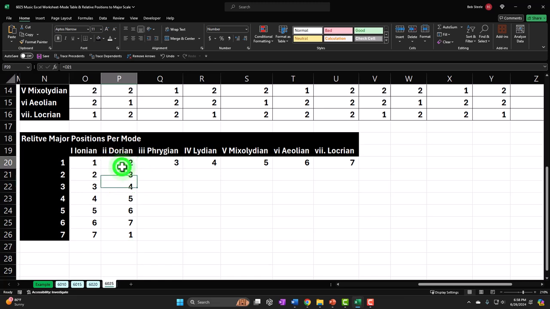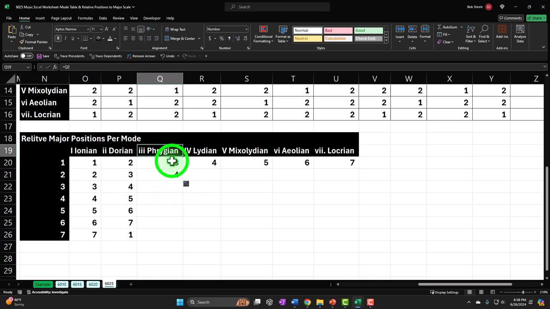So what does this mean? That of course means in Dorian, the 1 of the Dorian is equivalent to the 2 of the major. The 2 of the Dorian is equivalent to the 3 of the major. The 3 of the Dorian is equivalent to the 4 of the major. The 4 of the Dorian is equivalent to the 5 of the major, and so on. Let's see if I can copy this formula this way, which I can. So there's the 4, right?